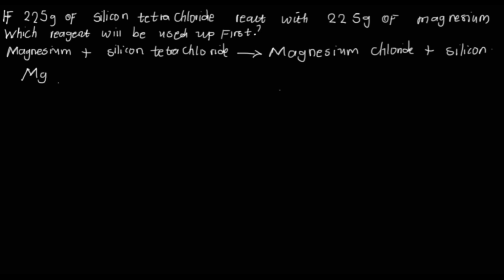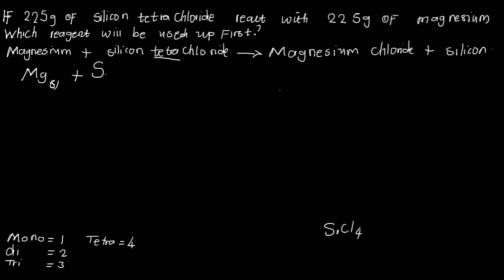Now from there, let's write our chemical equation. The symbol for magnesium is Mg, solid. For silicon tetrachloride, we need to use the valences. Since we have the word tetra, whenever you see tetra, that means 4. We have mono, which means 1, like monoxide; di, 2, like dioxide; tri, 3, like trioxide; then tetra, 4. So what this means is there are 4 chlorine atoms. So silicon tetrachloride, solid, can be written like this.